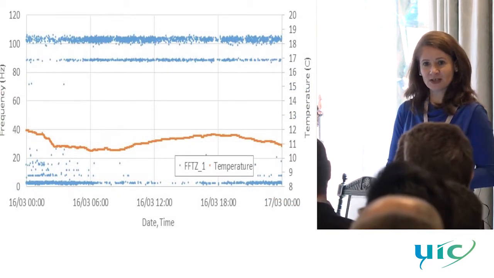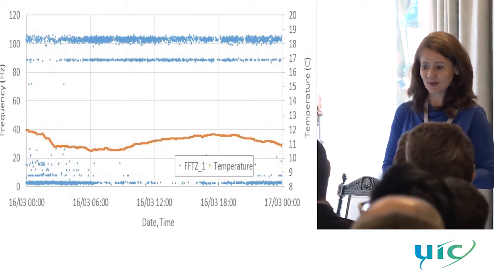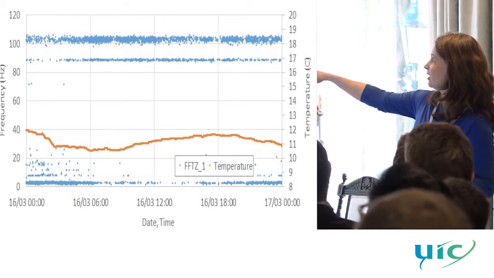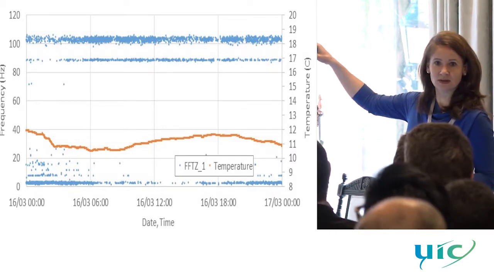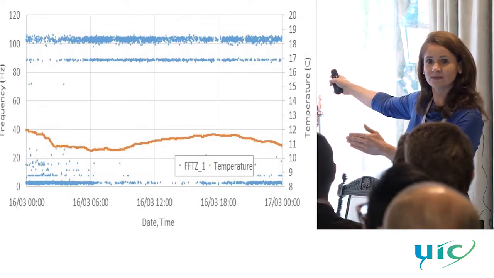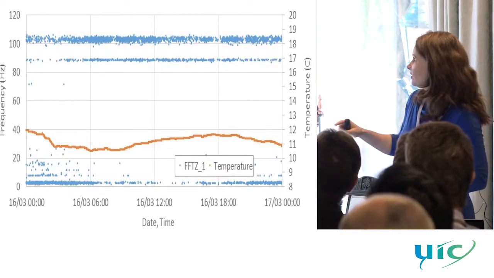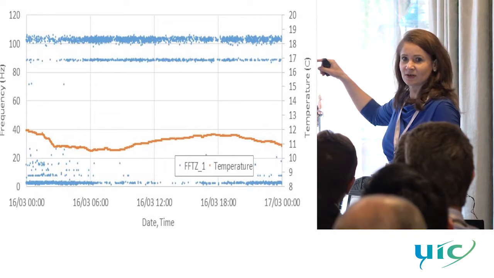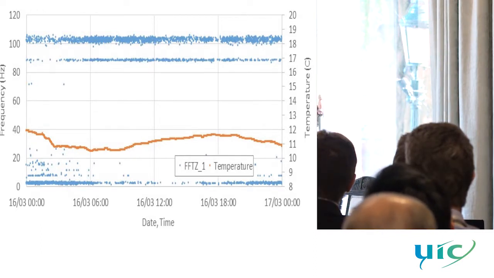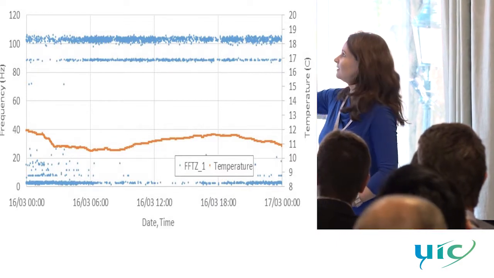This is one of the bridges where the system was installed permanently. On the vertical axis, we've got the frequency up to 120 hertz. On the horizontal axis, we've got 24 hours. The yellow line is the temperature, which doesn't make a huge amount of difference in that case. We start during the night. This is during the day, midday, and this is midnight again.